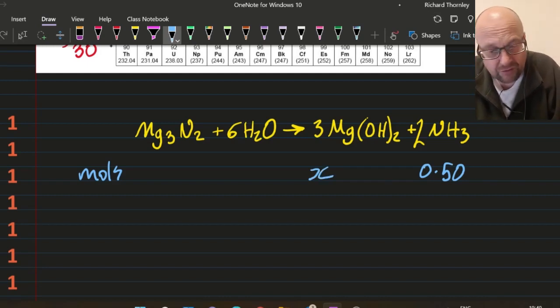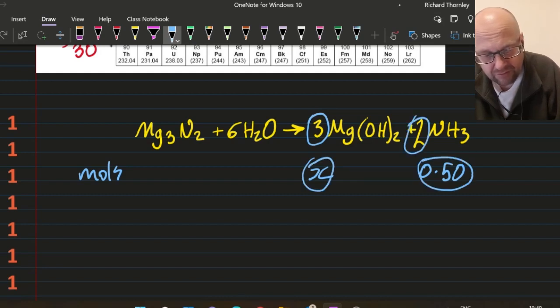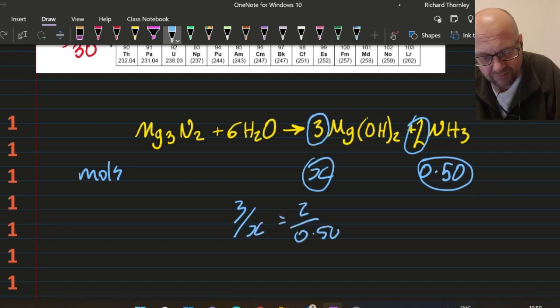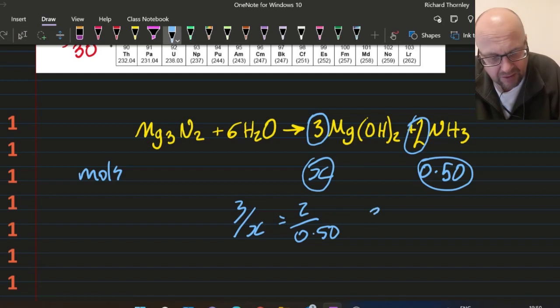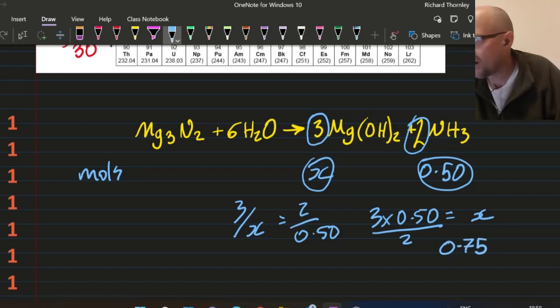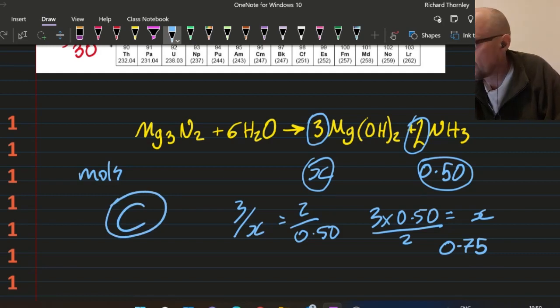Well, you can use a simple ratio. 3 is to X, as 2 is to 0.50, which gives me 3 times 0.50 is 2X. Divide that by 2, which is going to give me 0.75, isn't it? 0.75. So that's my answer, 0.75. So 1 is C. Correct.